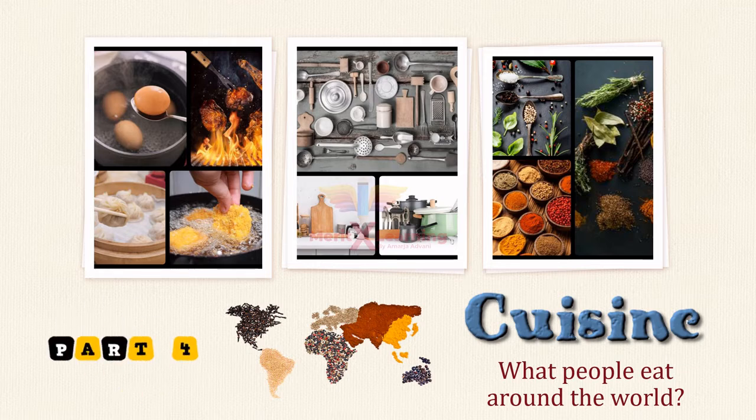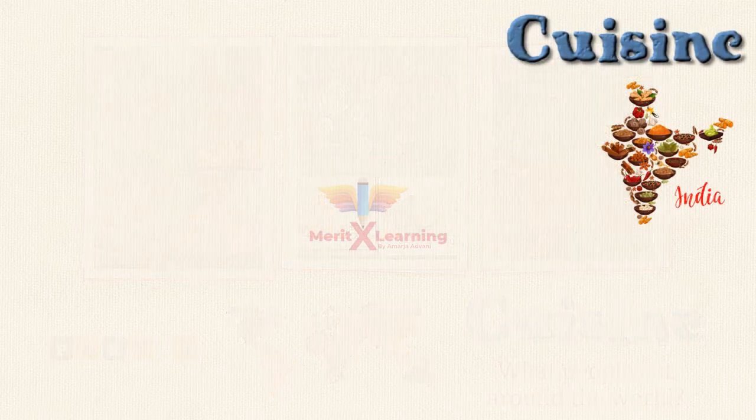In this video, we are going to learn about different cooking methods, different cooking utensils, and a few commonly used Indian spices and herbs. So let us have a look at them one by one.